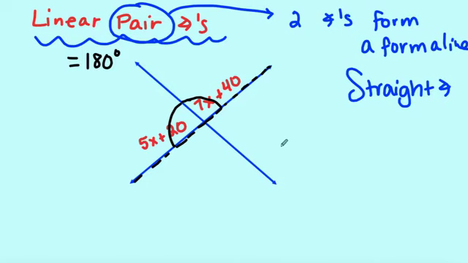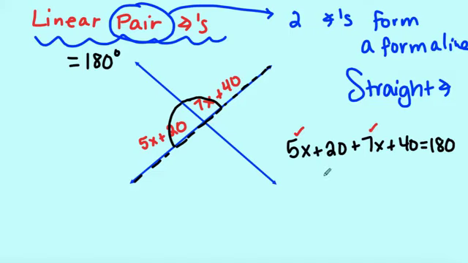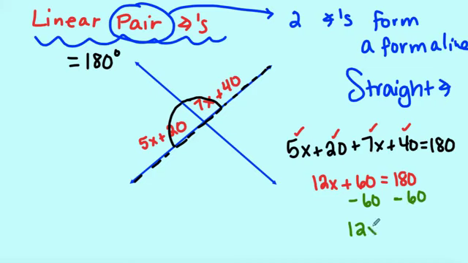So now I can use that fact to write an equation. 5x plus 20 plus 7x plus 40 equals 180 degrees. Now I got to do some yucky algebra, right? I got to combine the like terms. So I have a 5x and a 7x, which gives me 12x. I have a 20 and a 40, which gives me 60. All right, and then I subtract 60 from both sides. Whatever I do to one side, I got to do to the other. And I get 120, and then I divide by 12 on both sides. So x equals 10.